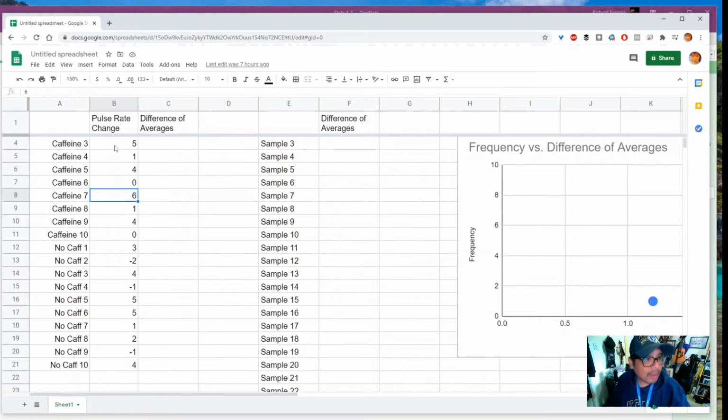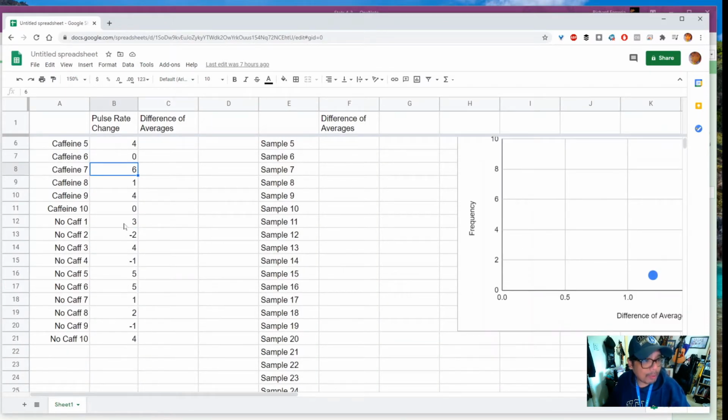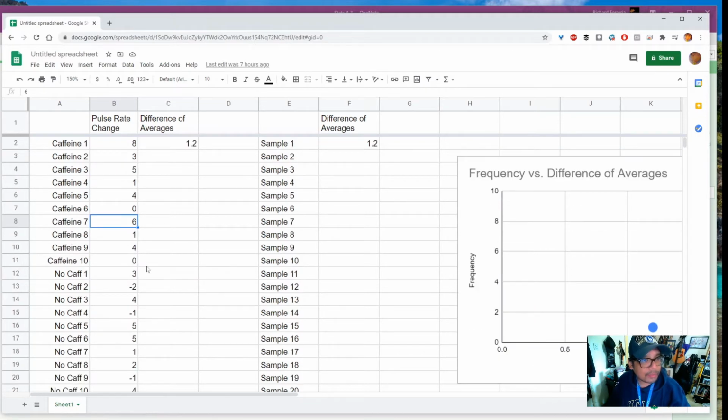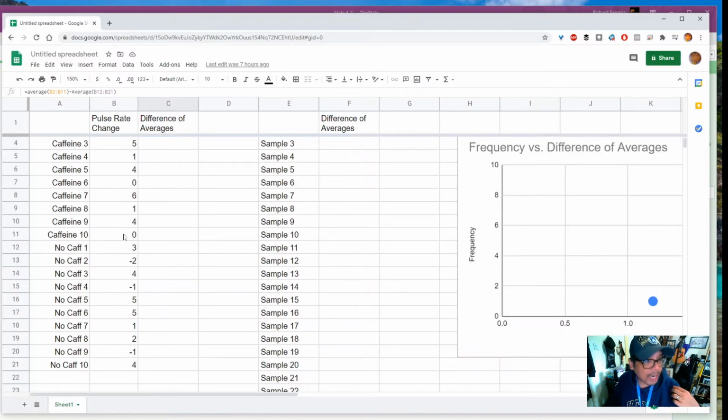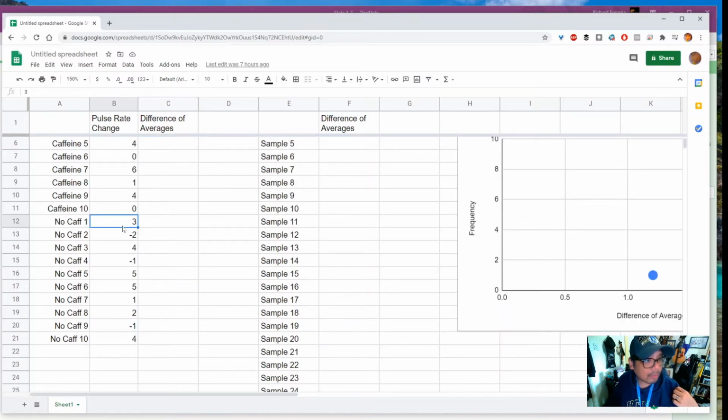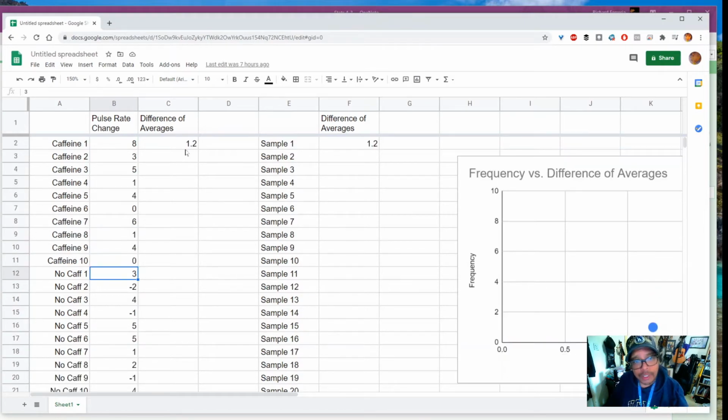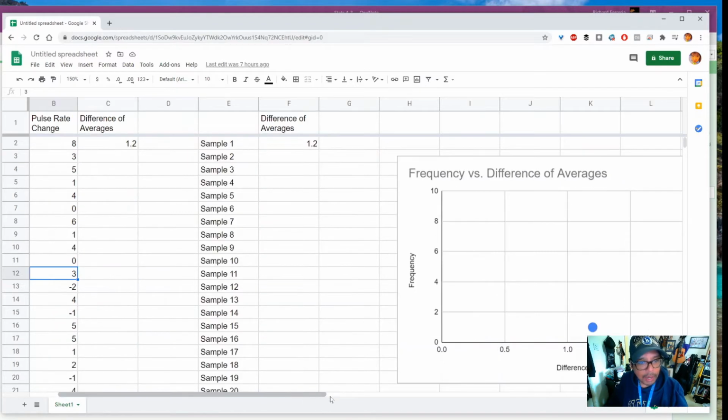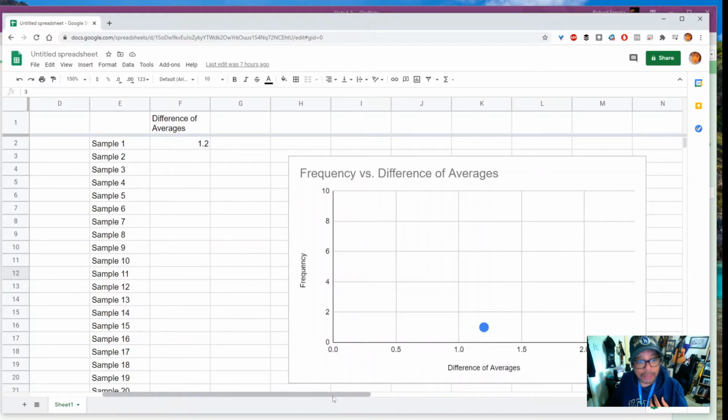Yeah. So, the non-caffeinated group I put over here, 3.2. And then I computed the average of this first group, which is row 2 through row 11, and subtracted from that the average from row 12 to row 21. I got 1.2, just like we said it would be. And then I'll be creating a dot plot.